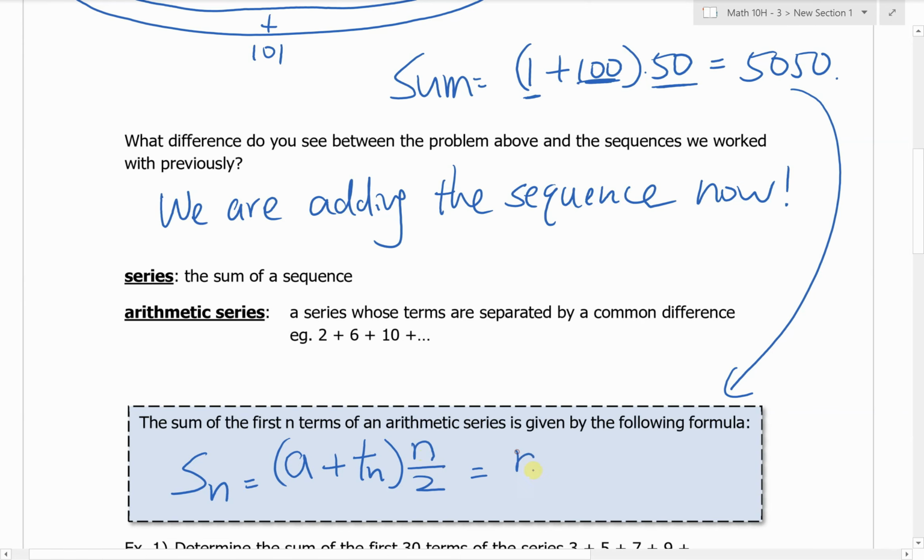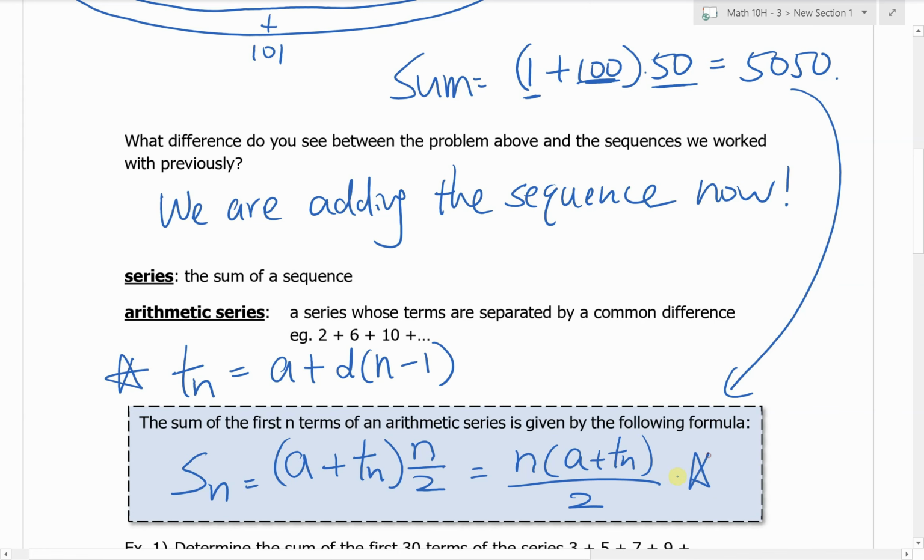Usually, we rewrite this as n times (a plus tn) divided by 2. So that's the formula for the sum of the first n terms in an arithmetic series. Now, I'm just going to write down the formula for the nth term of an arithmetic sequence. Tn is equal to a plus the common difference times (n minus 1). We are going to use both of these formulas today.